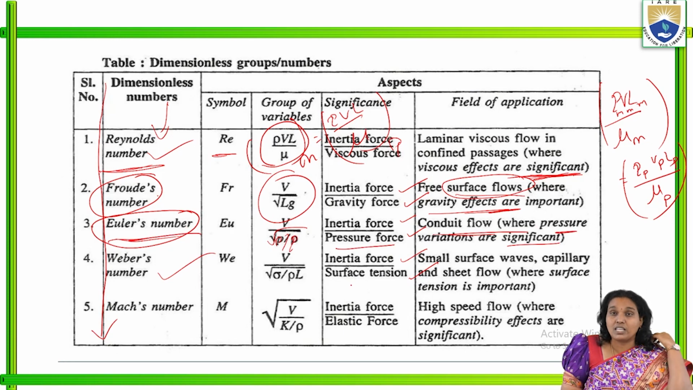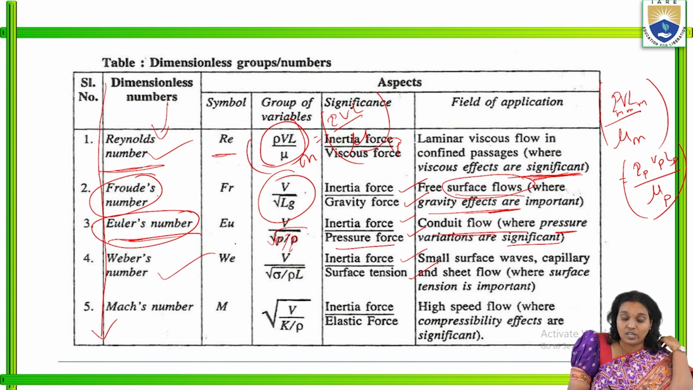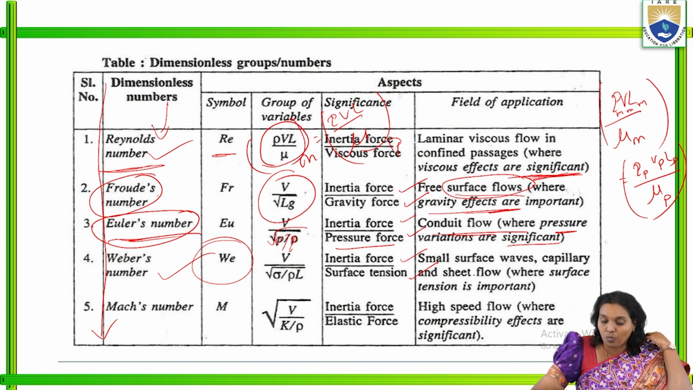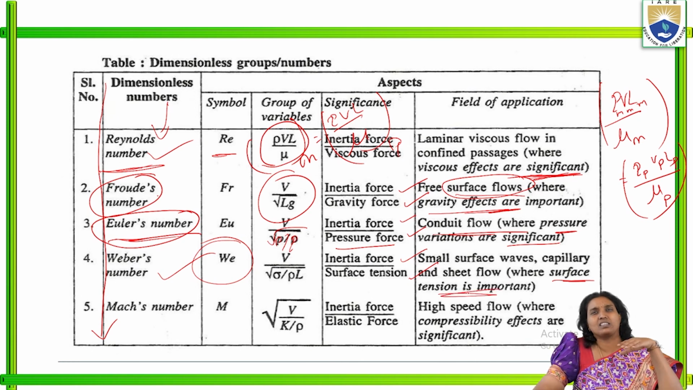The next one is Weber's number. It is inertia to surface tension. Inertia force to surface tension force is the Weber's number. It applies to small surface waves, capillary and sheet flows where surface tension is important. Where surface tension is significant, we use this Weber's number.